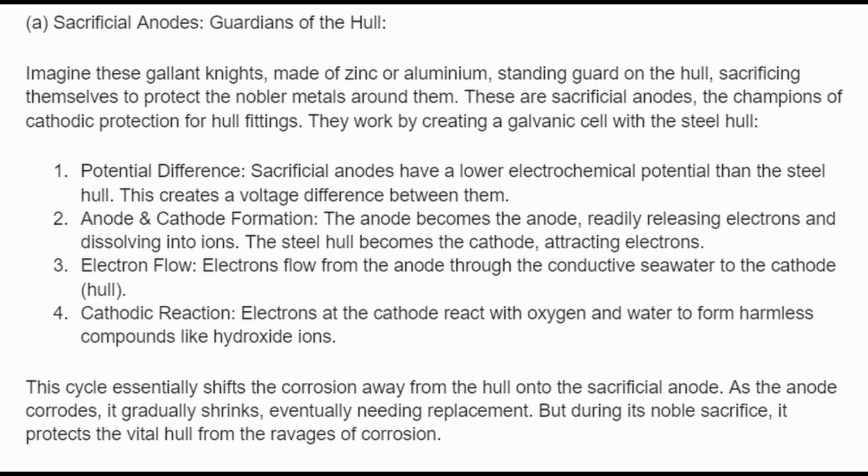3. Electron flow. Electrons flow from the anode through the conductive seawater to the cathode, the hull. 4. Cathodic reaction. Electrons at the cathode react with oxygen and water to form harmless compounds like hydroxide ions. This cycle essentially shifts the corrosion away from the hull onto the sacrificial anode. As the anode corrodes, it gradually shrinks, eventually needing replacement.